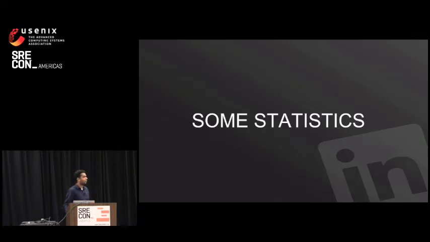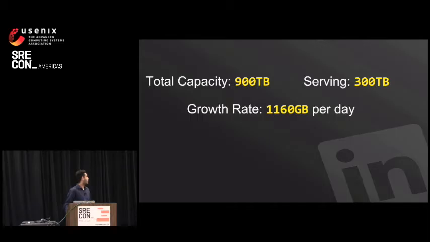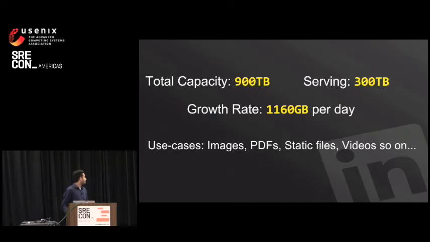So, mentioning some numbers overall, we have a capacity of 900 terabytes, of which we are serving 300 terabytes, and we are growing at a rate of 1,100 GB per day. This again fluctuates. We take weekly measurements. And as I said before, we are using Ambry in LinkedIn for images, PDFs, videos, and all sorts of static files.